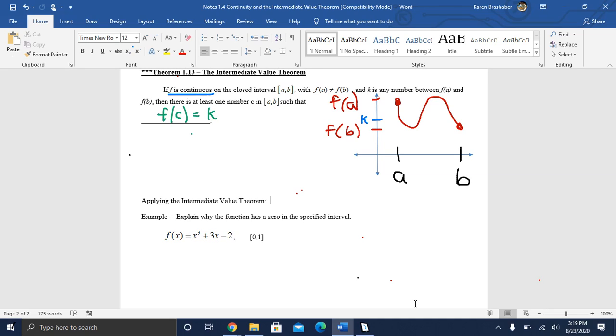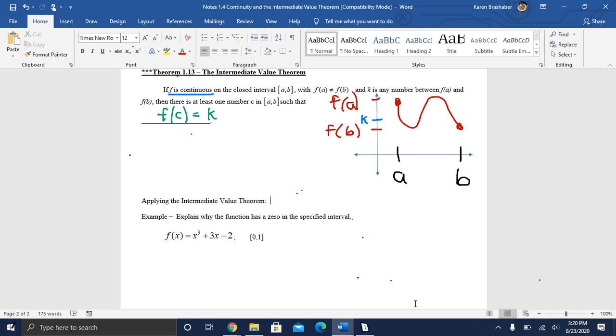So this picture satisfies all the conditions. We have an interval from A to B. It's closed. That means we have two filled in dots. The f of A does not equal the f of B. K is in between f of A and f of B. So according to this, there must be an x value, at least one, there might be more than one, where we could see a point that is at the k.